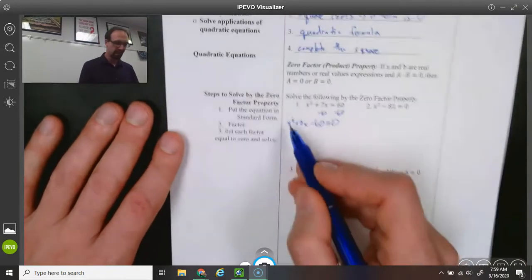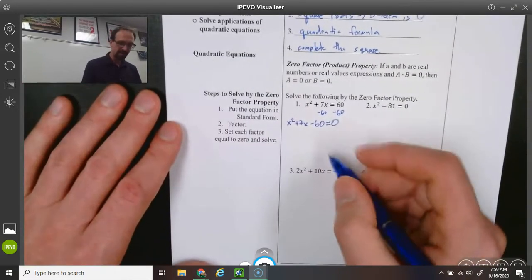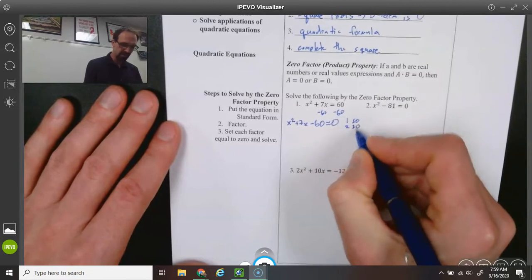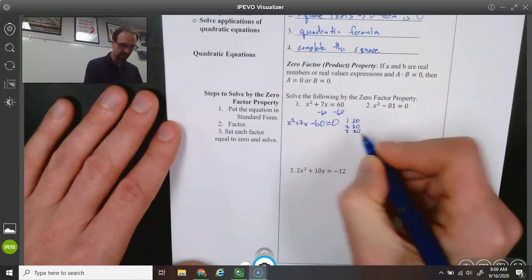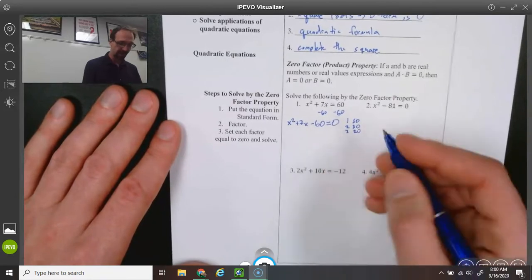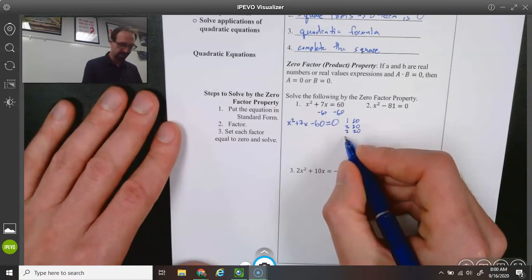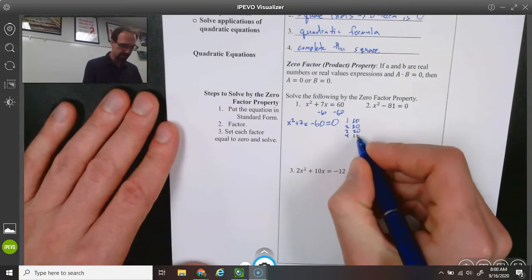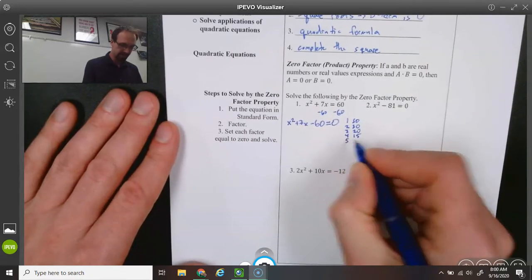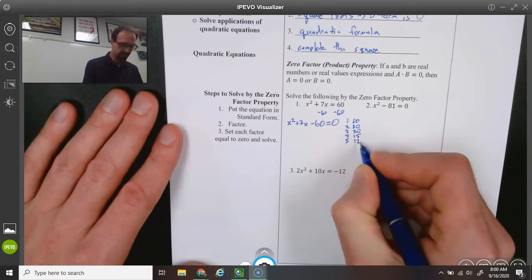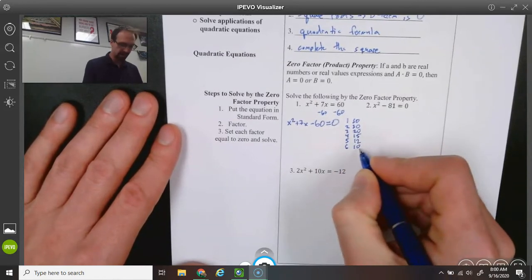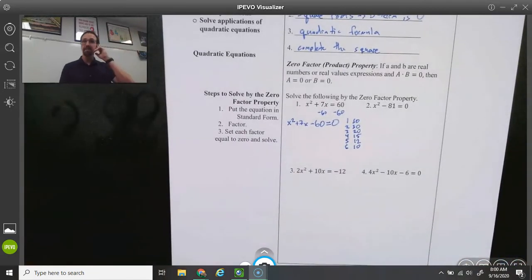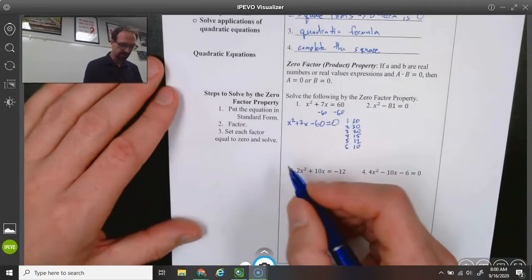I'm going to find the factors of 1. Well, that's easy. And then the factors of 60. So the factors of 60, remember we've done this before. 1 and 60, 2 and 30, 3 and 20, 4 and 15, 5 and 12, 6 and 10. My goal here is to see that I can combine them to get 7. So I know it's going to be 5 and 12 just by looking at that, because I can combine them to get 7x.